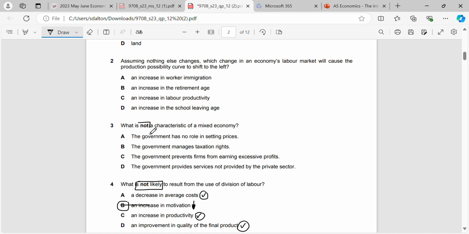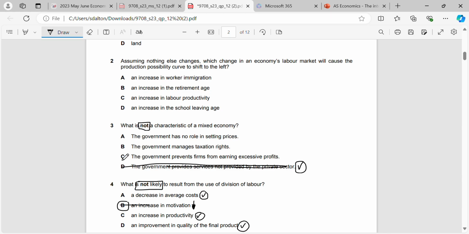3. What is not a characteristic of a mixed economy? Okay, so we'll start at the bottom. Government provides services not provided by the private sector. That is a characteristic of a mixed economy. What are they going to do? They're going to provide public goods.